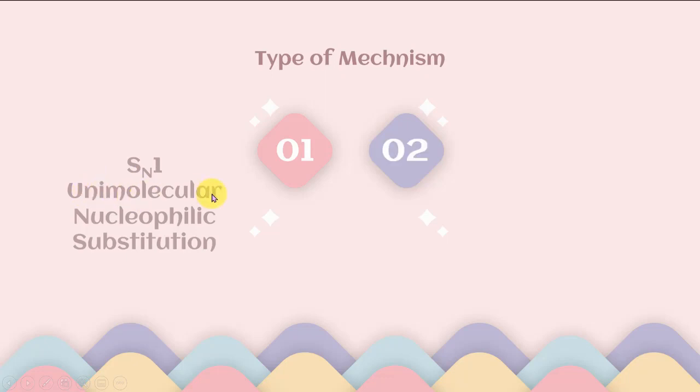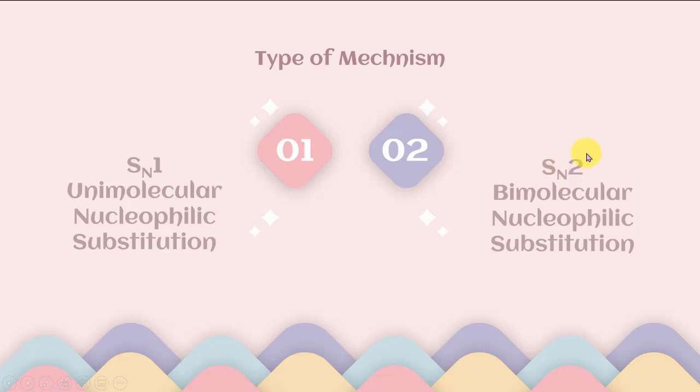And the second type of mechanism is SN2, bimolecular nucleophilic substitution. Again, S stands for substitution, N stands for nucleophilic, and bimolecular refers to the number 2 here. In the later slides, we're going to talk about what is meant by unimolecular 1 and bimolecular 2. Alright, so first of all, let's look at the SN1 mechanism.